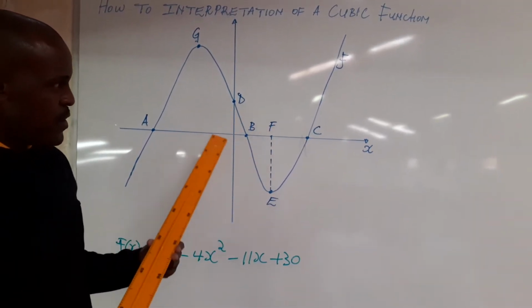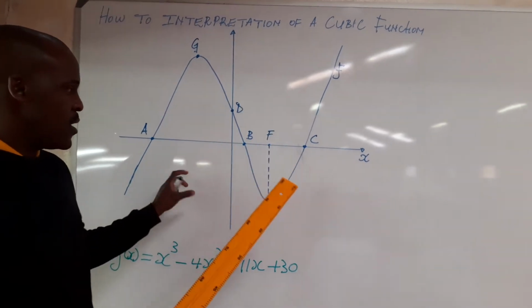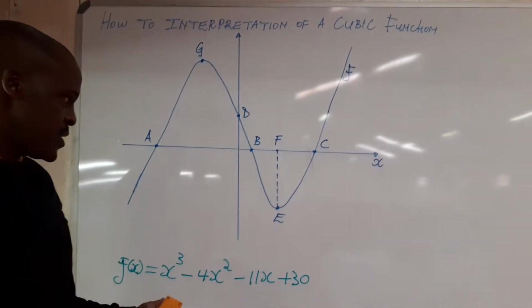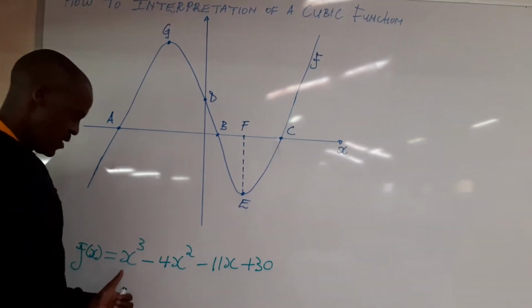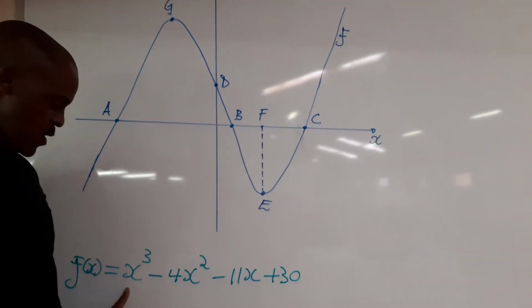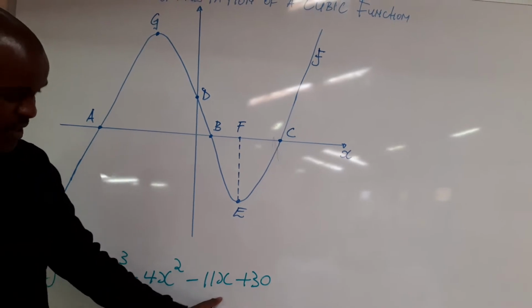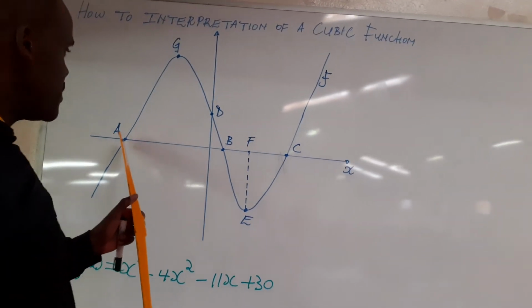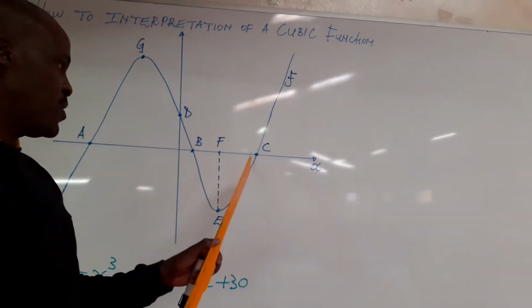We are being given the function f here. We are to interpret a cubic function. This function is given by f of x equals x cubed minus 4x squared minus 11x plus 30. We've got point A, point B, point C.